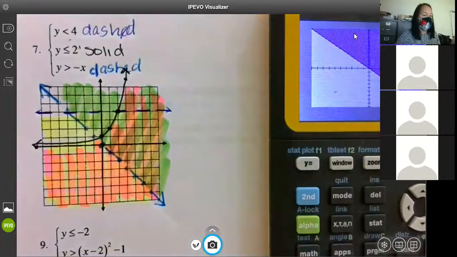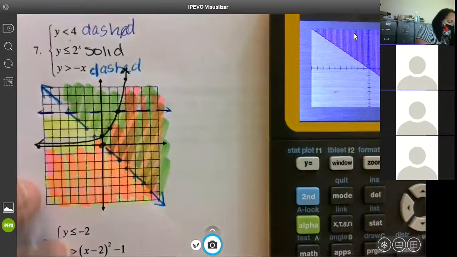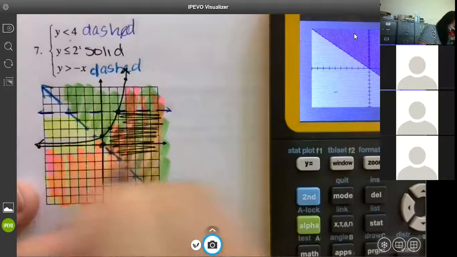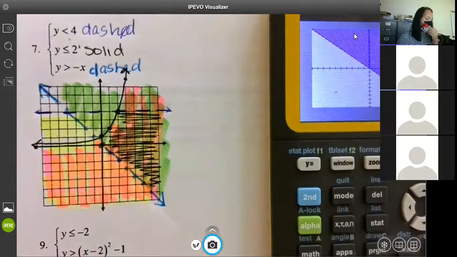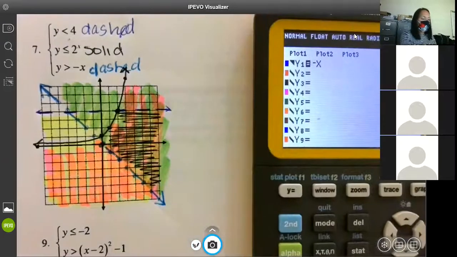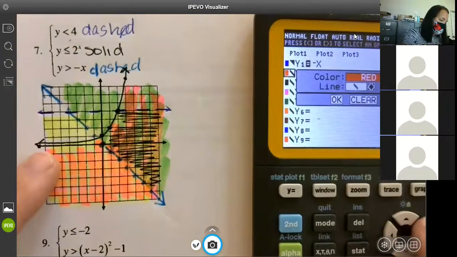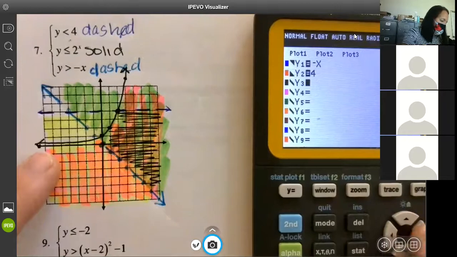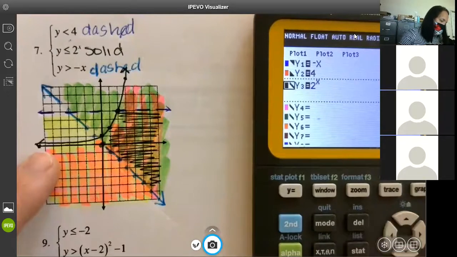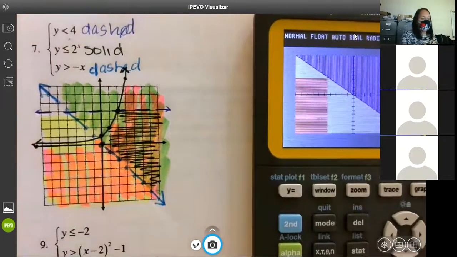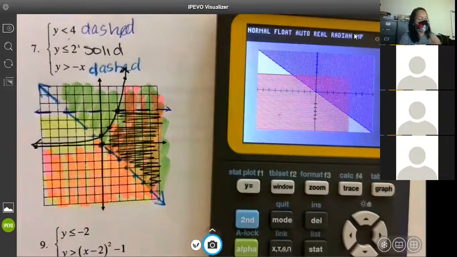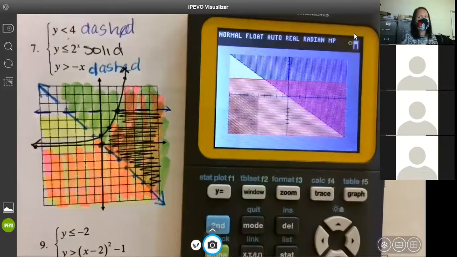So then where is pink, green, and yellow? It's this part right here. If it gets confusing, put them all in. We had less than 4, and we had, not that one, sorry, 2 to the x. And we have less than on that one too. And you'll see all 3 colors. It makes it a little bit easier if you put it in your calculator just to be able to see it.